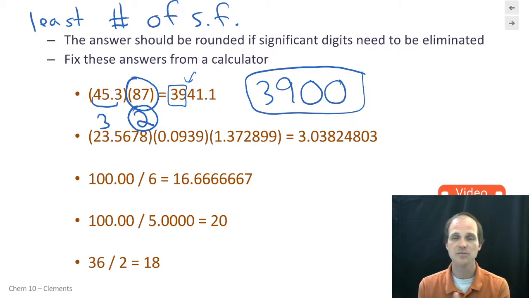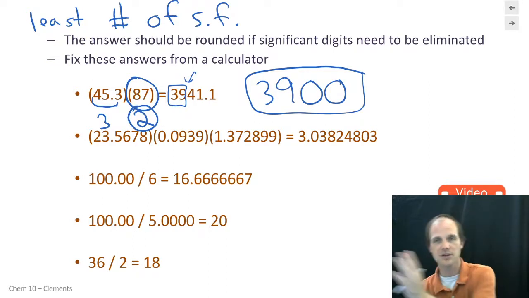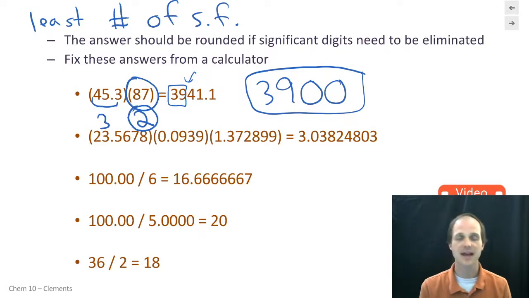It works when we do a bunch of numbers in a row, not just two numbers. We can do 3 numbers, 4 numbers, 5 numbers, 500 numbers. We don't round at each step. We don't multiply 25.5678 times 0.0939, then round, then multiply, then round. That will get you wrong answers. You do all your multiplication and division all to the end, and then you do your rounding.